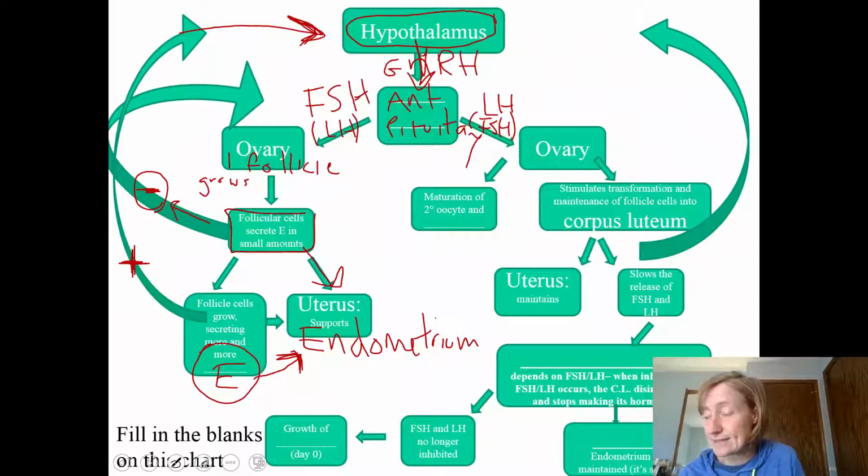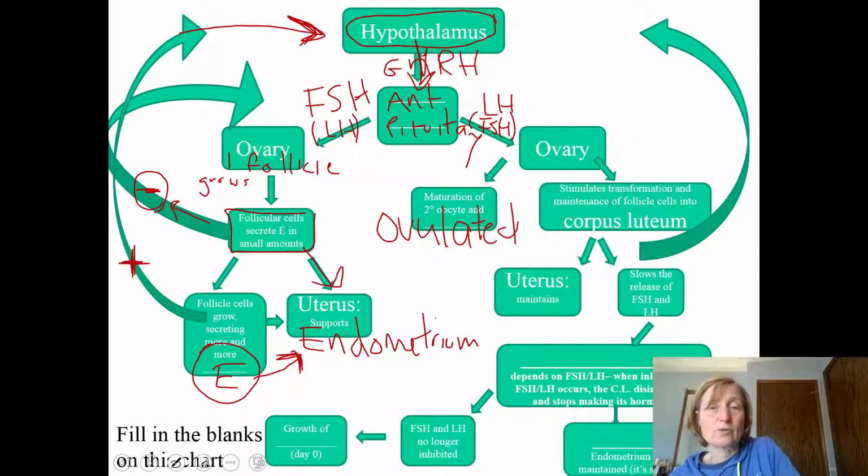One of the things it does is it targets the ovary to cause the maturation of the secondary oocyte. The egg matures, and as the egg matures, it's ovulated. So this surge of the luteinizing hormone causes ovulation. Oops, I wrote ovulated, but it causes the egg to be ovulated. Okay, ovulation has happened somewhere around day 10 to 15 of your cycle. What else does LH do? LH is called the luteinizing hormone.